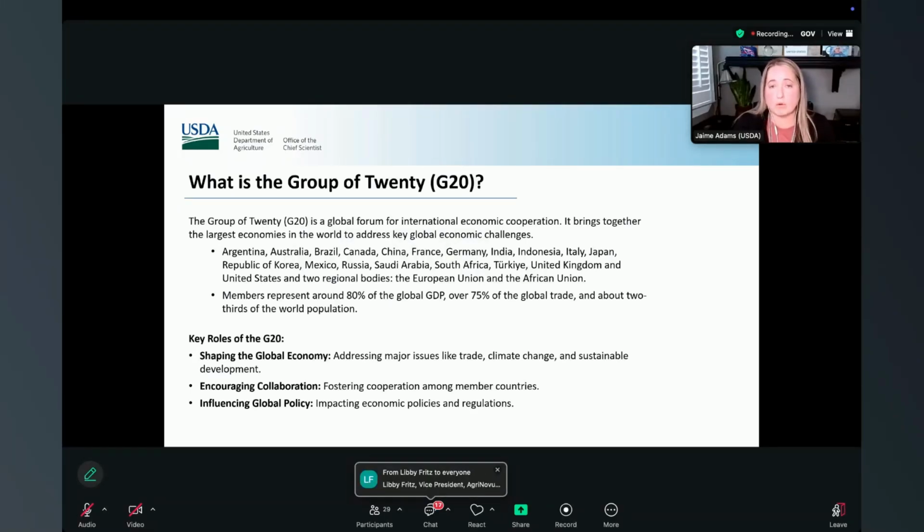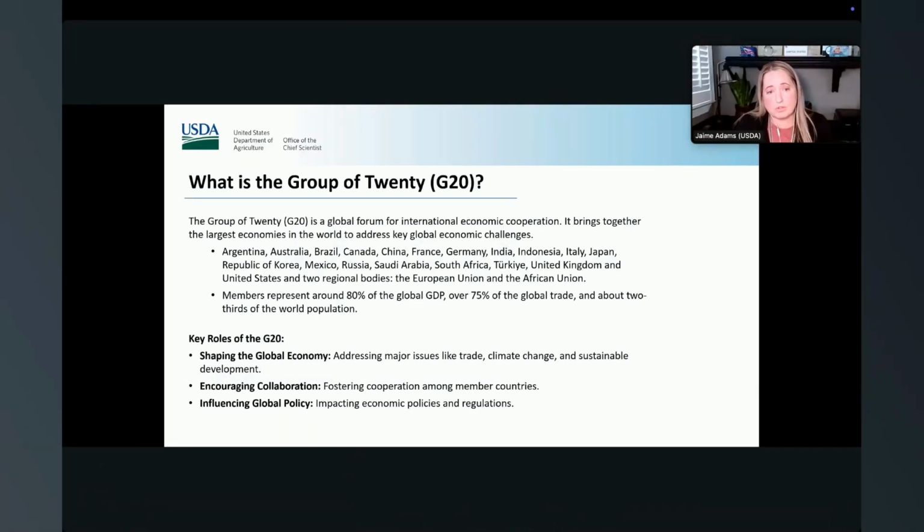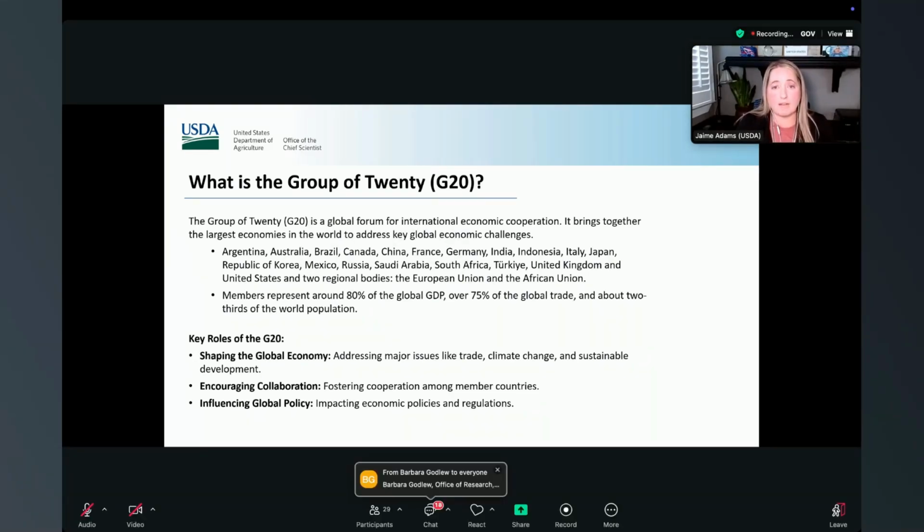So the Group of 20, or referred to quite often as the G20, is a global forum for international economic cooperation. It brings together the largest economies in the world to address key global economic challenges. I won't read all the countries listed here on the slide, but I'll highlight that the G20 also includes the European Union, and most recently, the African Union joined the G20, two distinct regional bodies in the world.